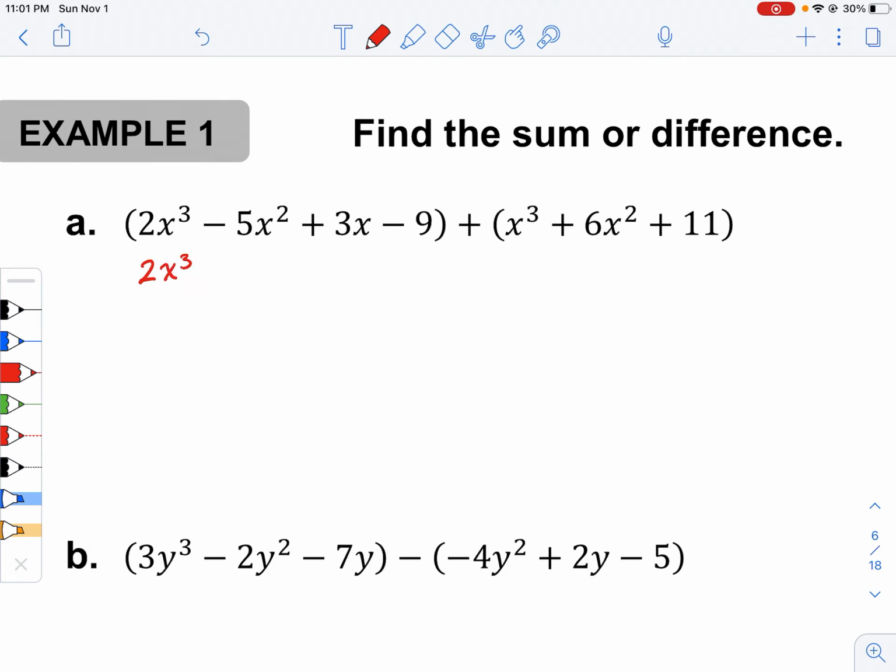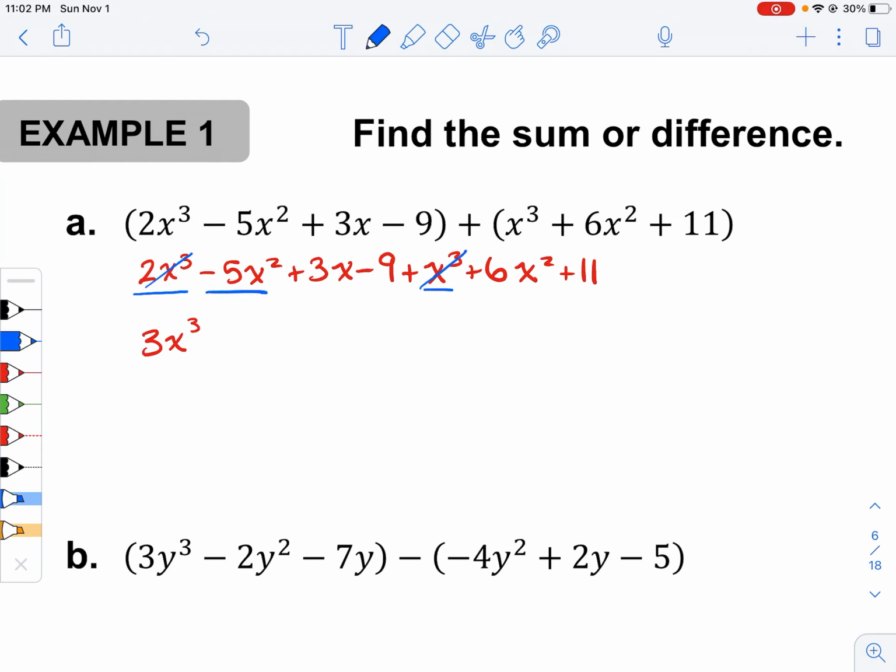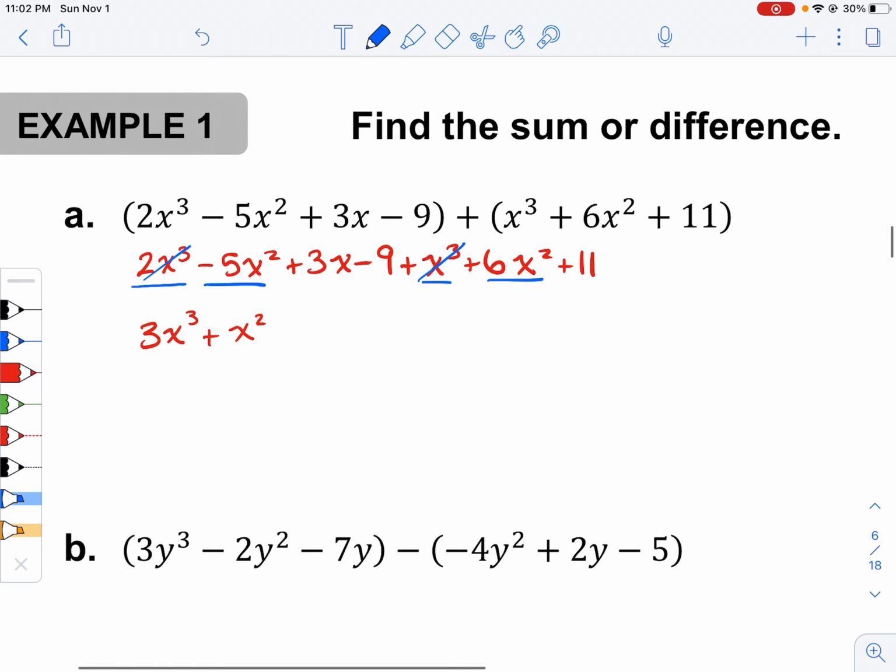So this is just 2x to the third minus 5x squared plus 3x minus 9 plus x to the third plus 6x squared plus 11. And then just add like terms. It's important to identify what the biggest power is here. So in this case, it's an x to the third. We have 2x third plus x third, so it's 3x to the third. The next term, and I just kind of cross off as I go, the next term is an x squared. So I have a negative 5x squared and a positive 6x squared, so it'd be just a positive 1x squared.